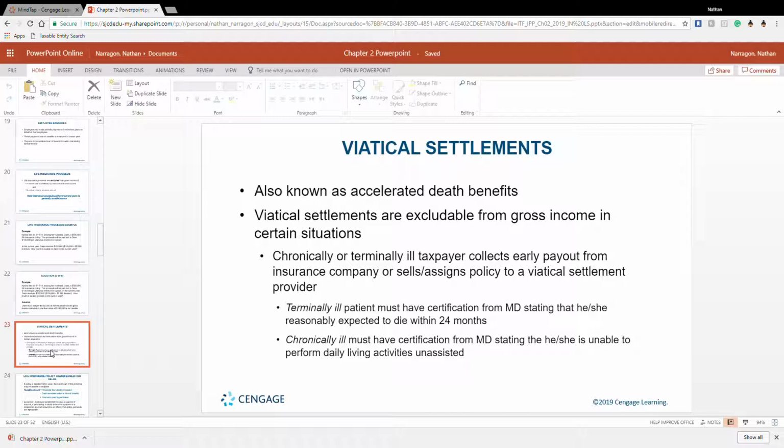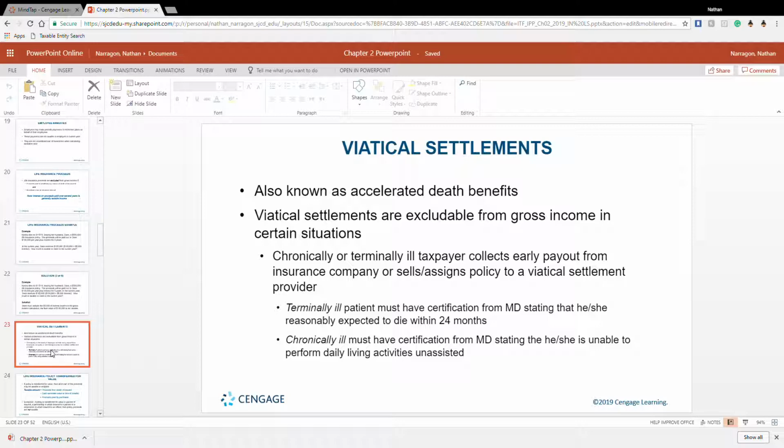Now, this one, I'm going to butcher this word. Viatical settlements are basically also known as accelerated death benefits, which I kind of like better because I hear that one more than viatical. Accelerated death benefits are excludable from gross income, only in certain situations. Again, certain situations here because this is before we actually die. When it then becomes actual death, the beneficiary, again, life insurance comes in.